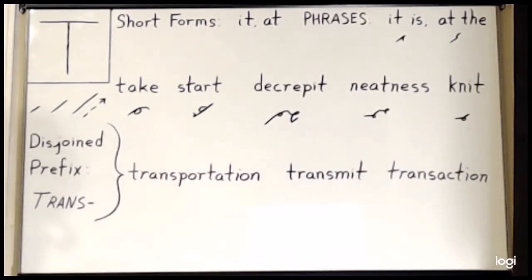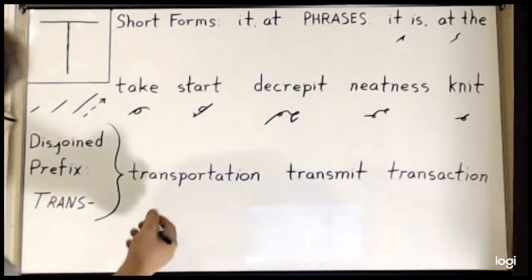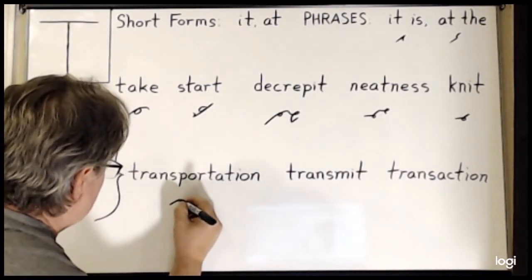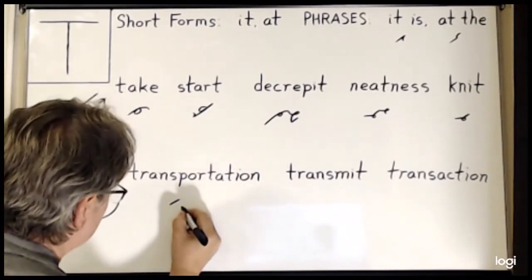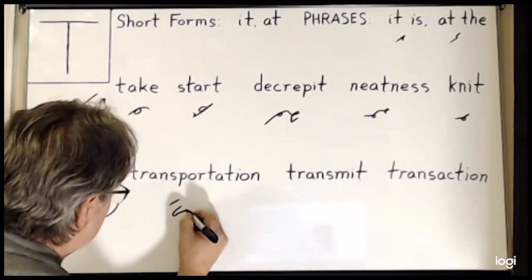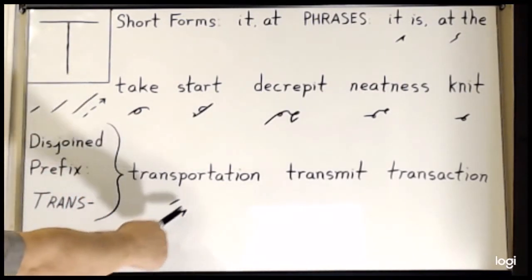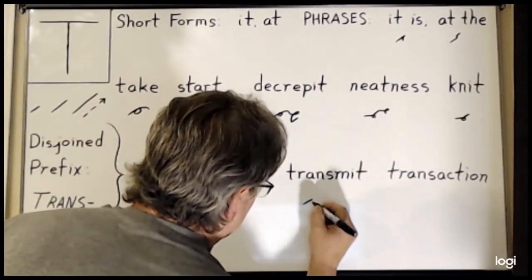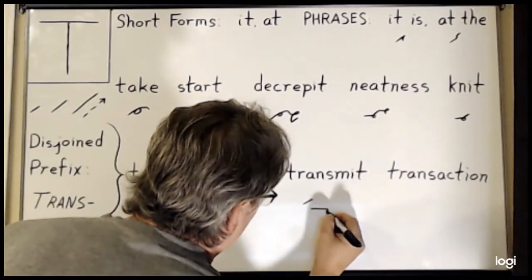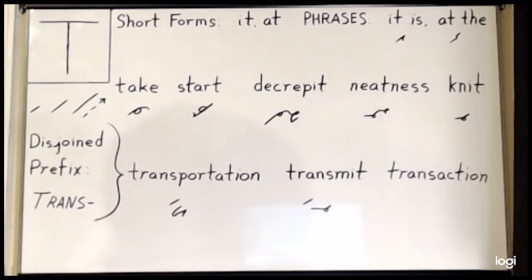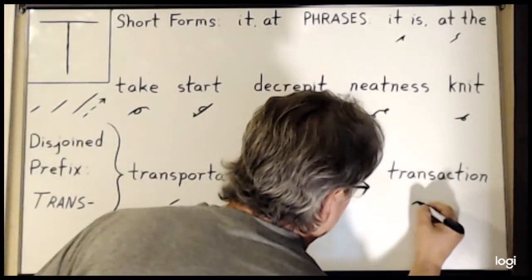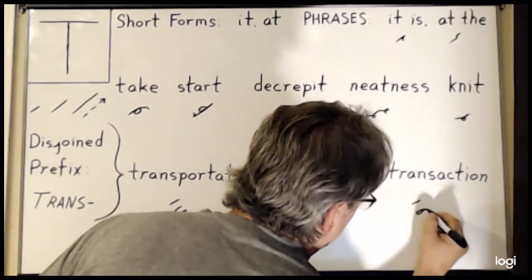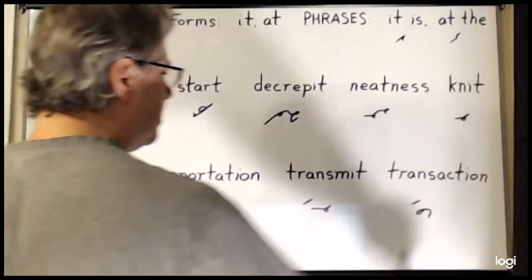The T also stands for the disjoint prefix trans. And we will write a few words with trans as the prefix, as in transportation. So we'll just write the T, disjoined, and then the rest is P-O-T-SH. It's the shun for transportation. For transmit, it is a T, disjoined, then M-I-T. And for transaction, we'll write the T, A, K, and SH for the shun in transaction.